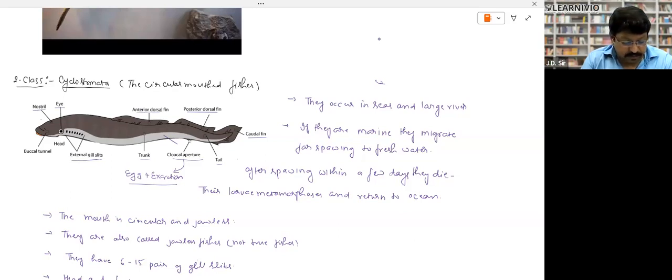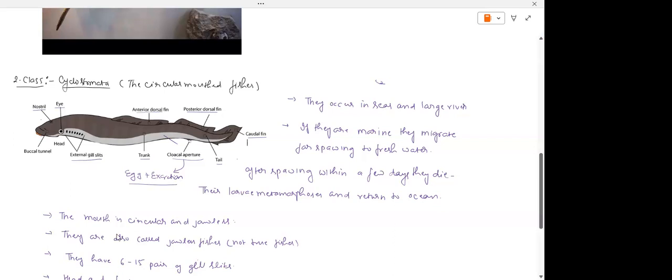Full stop. Their larva return to ocean after development. Full stop. Next point.